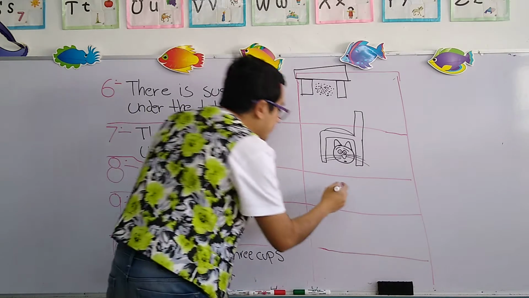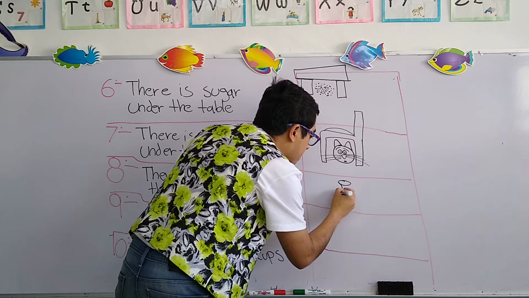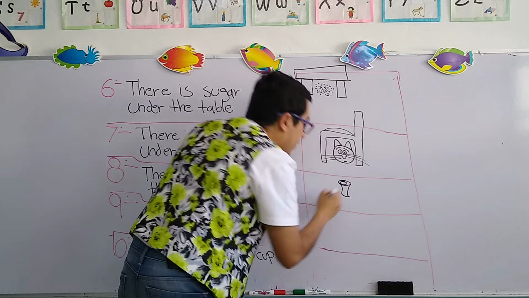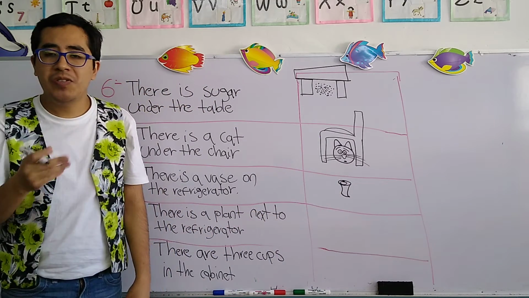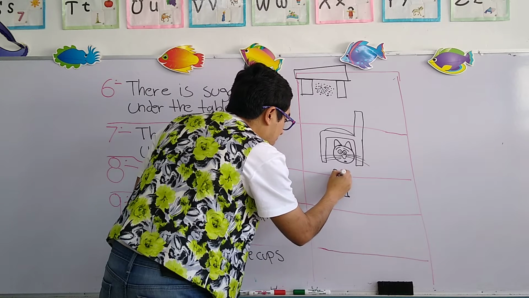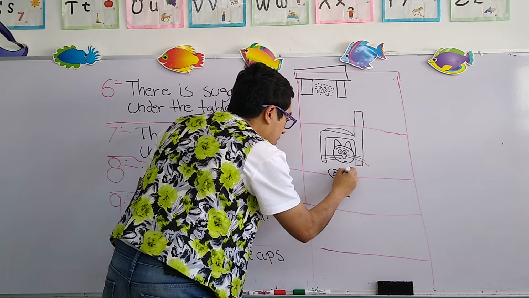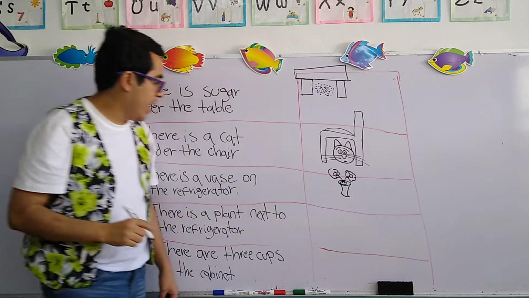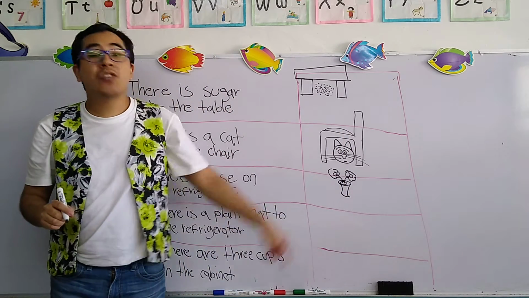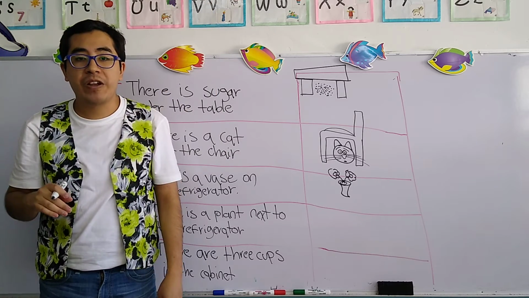So, there is a vase. Now, if you want to add some flowers to this vase, there is no problem. We can add, podemos agregar, we can add 2 flowers. Okay, so we have our vase, and the vase is on, which is in this part, on the refrigerator.